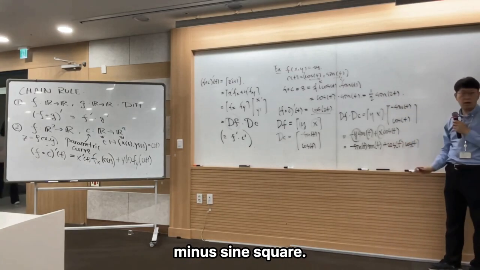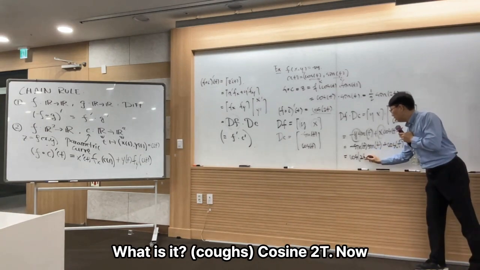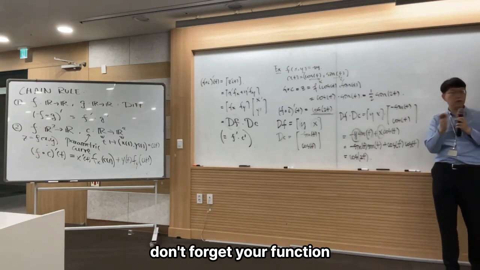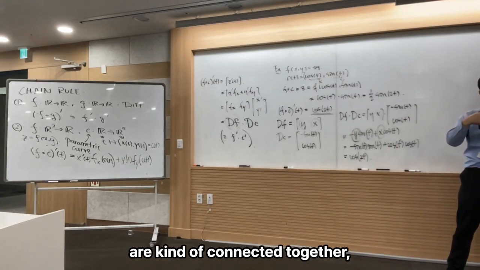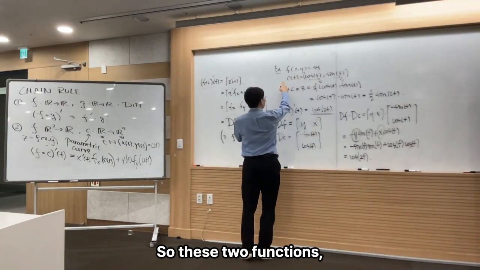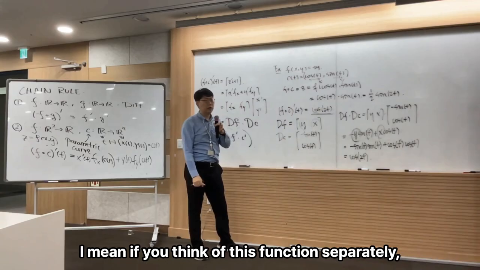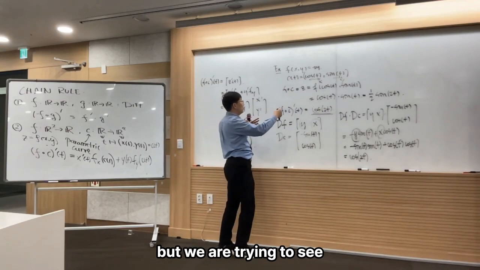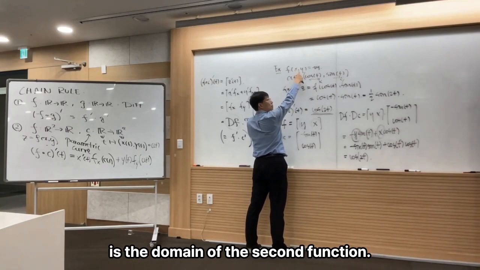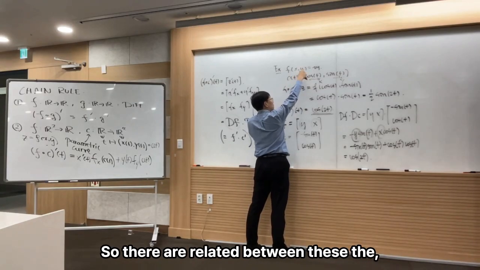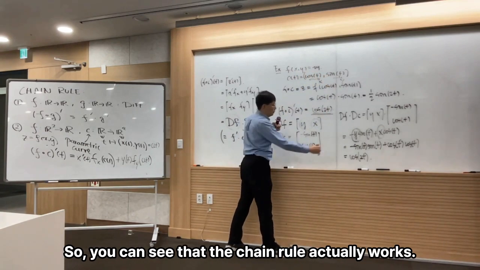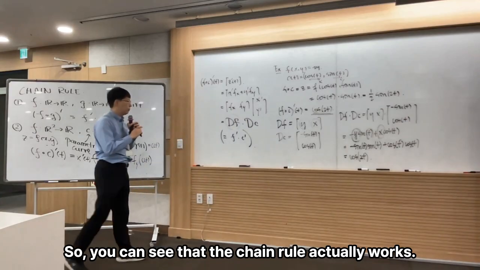So it's cosine squared minus sine squared. What is it? Cosine 2t. Now we get the same thing, right? So whenever you use the chain rule, don't forget your functions are connected together through their domain and codomain. If you think of these functions separately, then there are two different functions. But the codomain of the first function is the domain of the second function. So the variables are related by their formulas here. So you can see that the chain rule actually works.